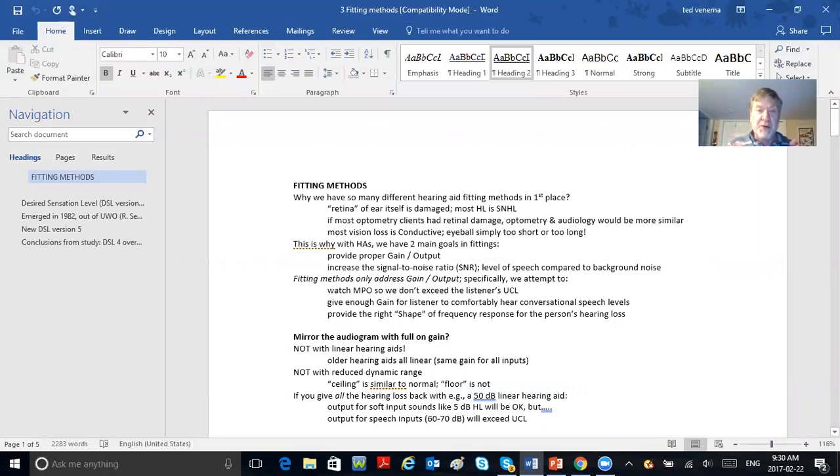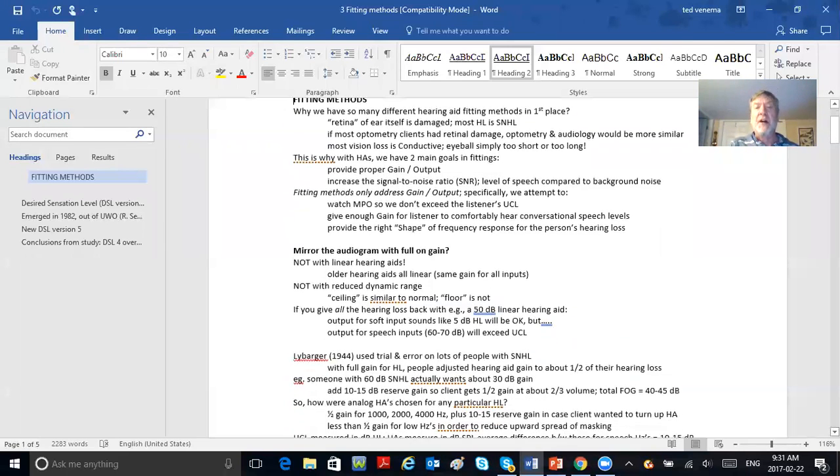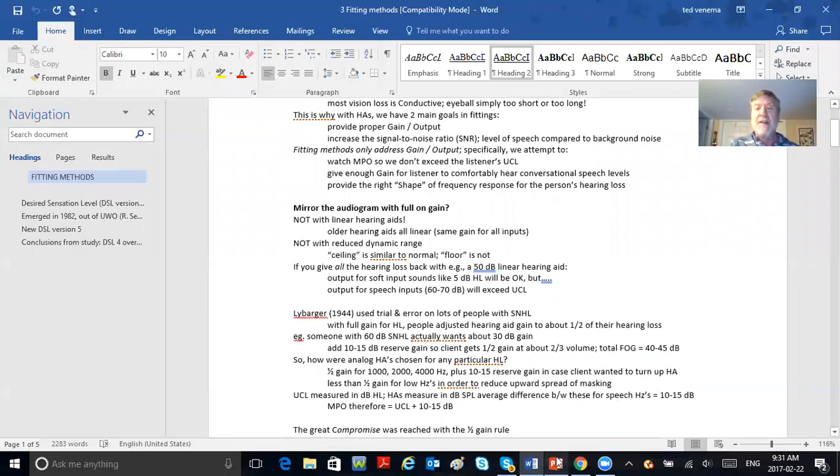So there's a real difference, and that difference, of course, lies in the kind of damage done to the eye versus the ear. Most vision loss is conductive vision loss. Most hearing loss is sensory neural. And that's why we have so many different fitting methods in hearing, and that's why we don't have that same situation with vision.